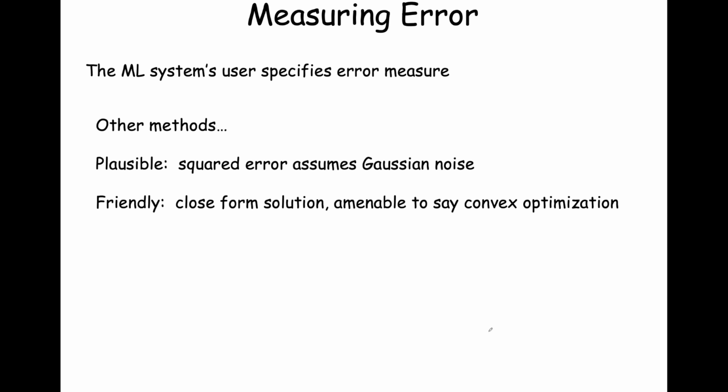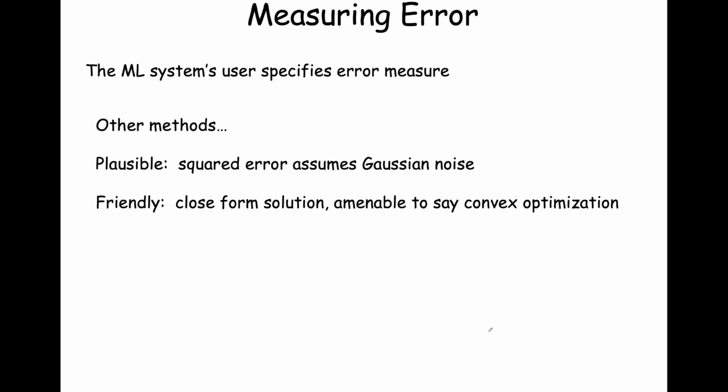And so the machine learning system's user should be allowed to specify the error measure, what is more detrimental, and this is a deployment issue. You should still expose control knobs, because it's not enough to say all error is the same. You need to think about the application.